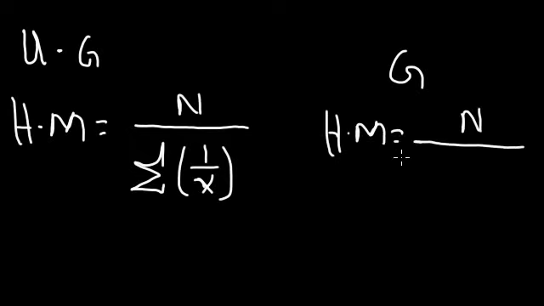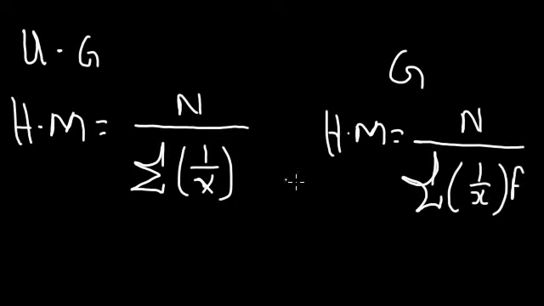Now for a group data, which I will write as G, the harmonic mean HM is equal to n divided by the summation of 1 over x, but this time around we are multiplying by the frequency. And that is the difference between the formulas. Now let's put them into good use.